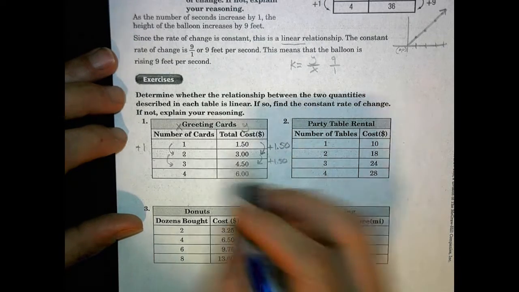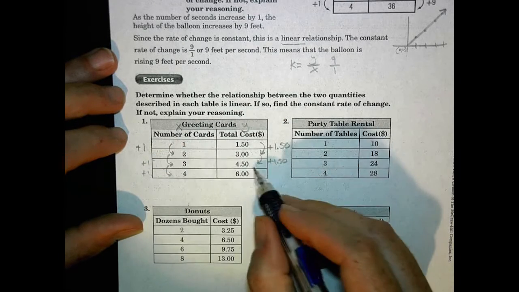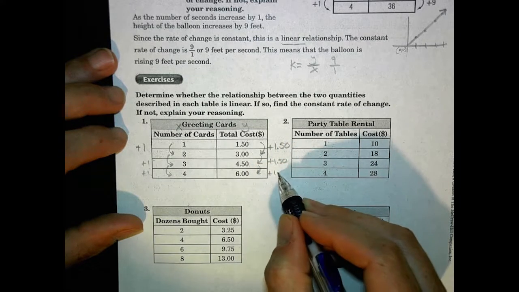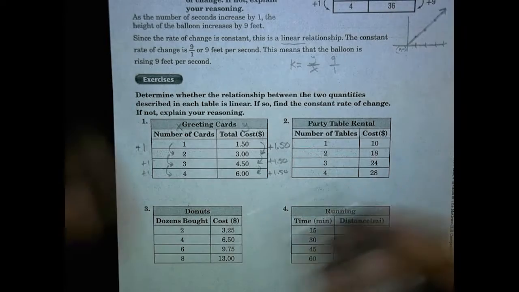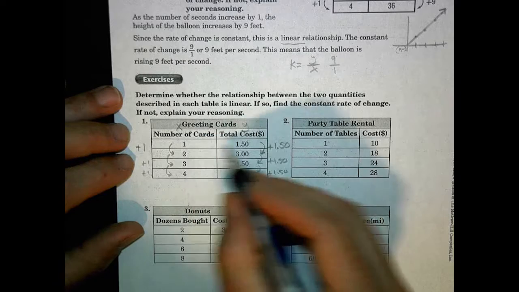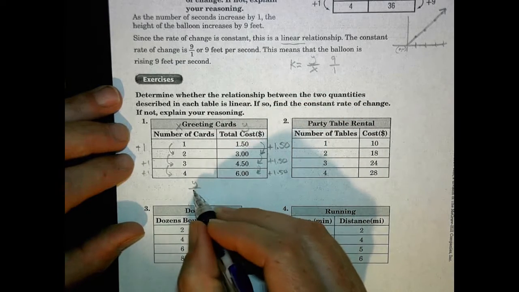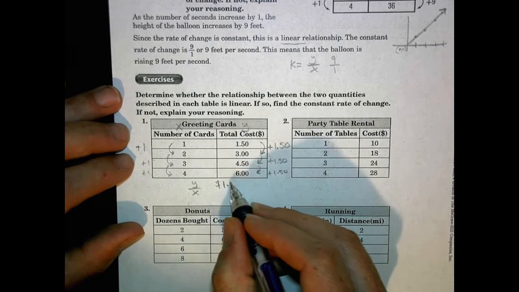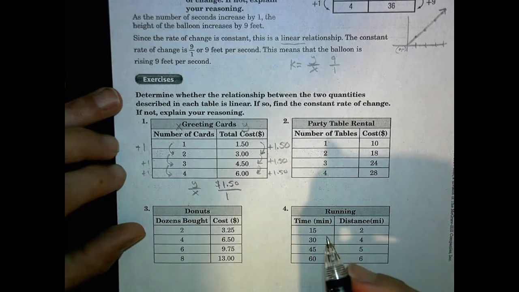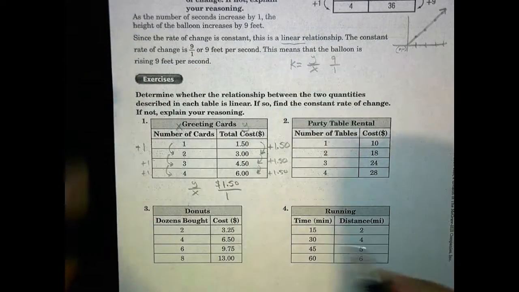But you do want to make sure you check every value in the table. So again, we're adding one here, adding one here. Is this also 1.50? 4.50 plus 1.50 is indeed $6. So yes, indeed, we're increasing by $1.50 every time we buy a greeting card. It costs $1.50 more. Our rate here becomes y over x, in this case $1.50 over one card. That becomes our constant rate of change. And it's proportional because it's going up at the same rate.